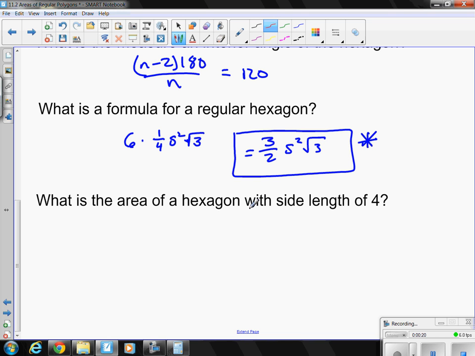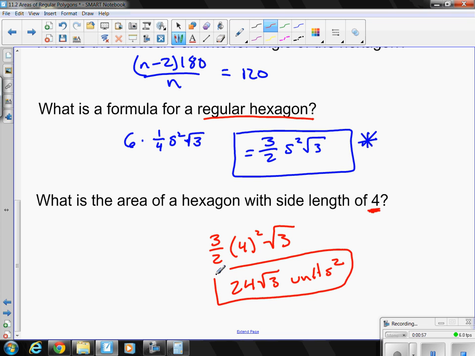What is the area of a hexagon with side length of 4? This should be an easier question because I can use the formula for a regular hexagon. All I have to do is take the side length 4 and plug it in for S. So I have 3 halves times 4 squared times the square root of 3. So this is 3 halves times 16. The 16 and 2 will cancel. I got 3 times 8, or 24 times the square root of 3. They don't give units, so I'm going to make sure I say units squared. That would be an exact answer.